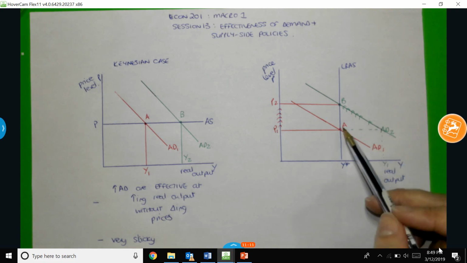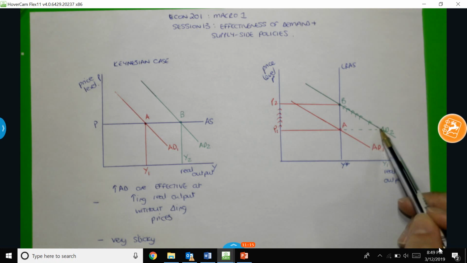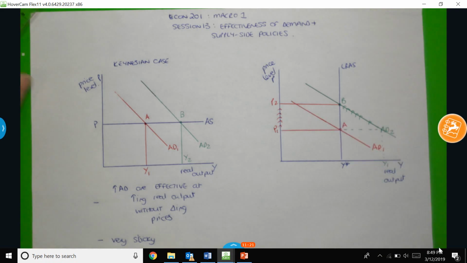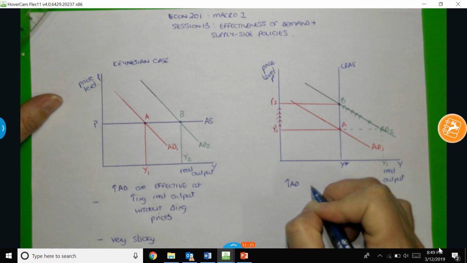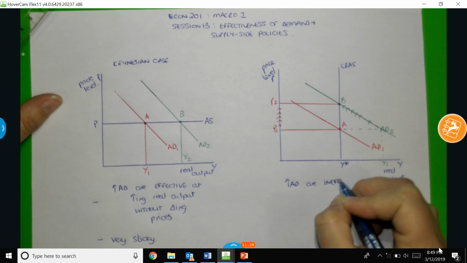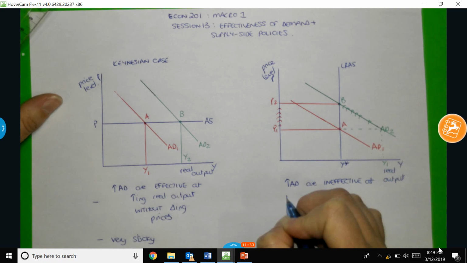That means that in the long run, when there's an increase in the demand for goods and services, the only effect that that will have is to raise the price level. So what we can say about the long run then is that increases in the demand for goods and services are ineffective at increasing real output.